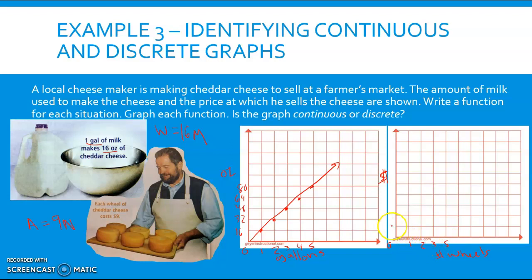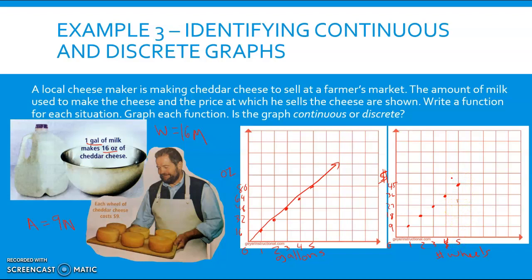So for every wheel, it's going to be $9, 9, 18, 27, 36, $45. But it's not going to include the parts in between. So you can't connect the dots here. This is why it's going to be, that messes up, 9, 18, 27, 36. Oh, I missed 4, and 5.